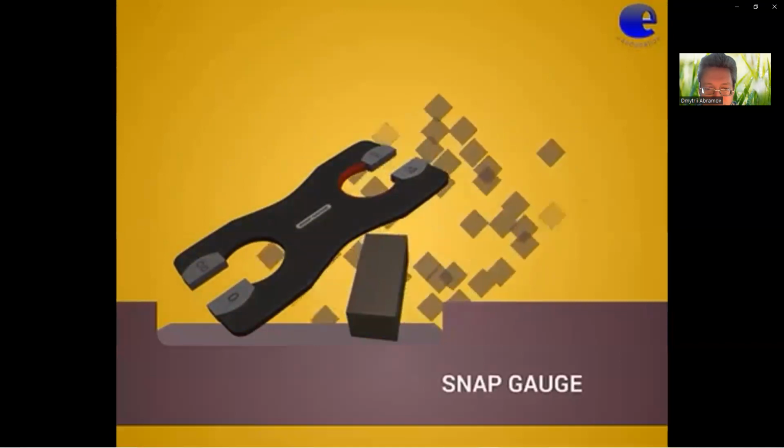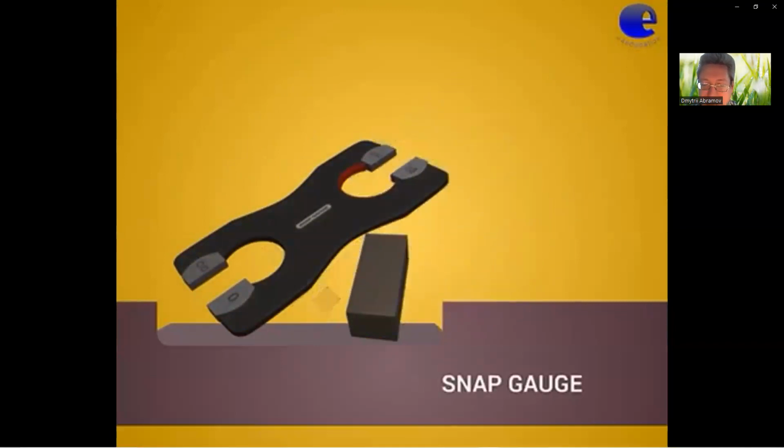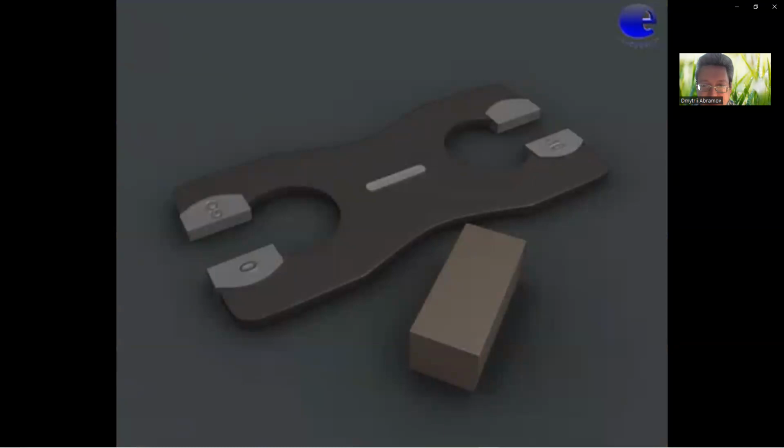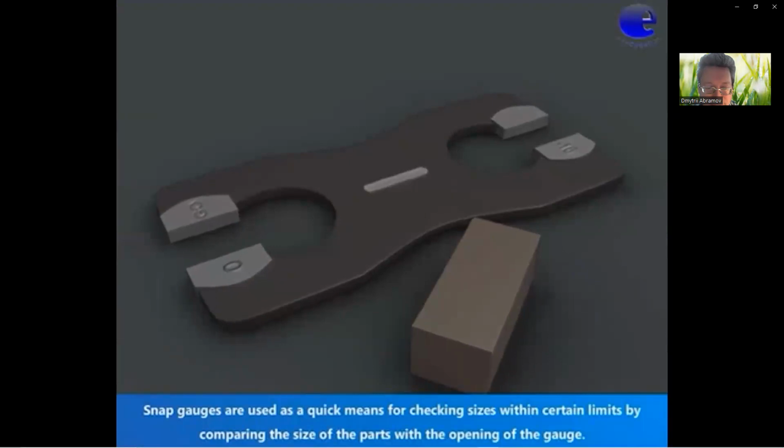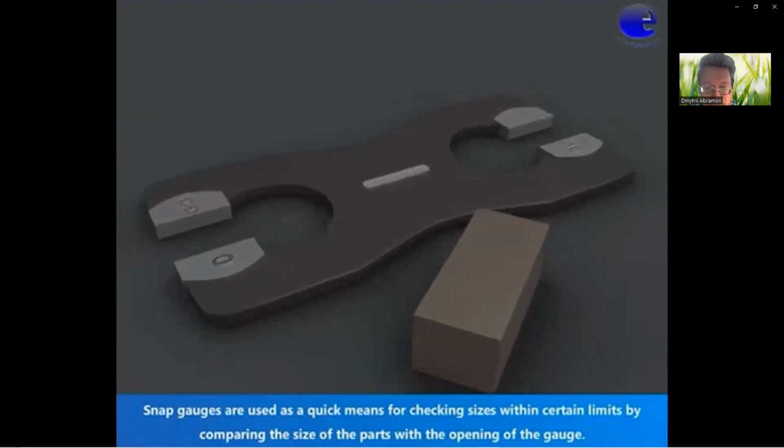Snap gauge. Next type of gauges, snap gauge. Model of a snap gauge. Workpiece. Snap gauge. Go and no-go sizes of snap gauge. Snap gauges are used as a quick means for checking sizes within certain limits by comparing the size of the part with the opening of the gauge.